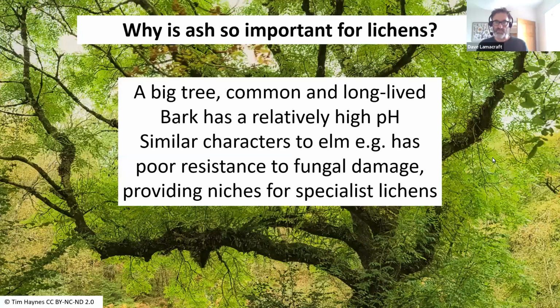So why is ash so important for lichens? Well, similar to the elm, really, it's a big tree, common and long-lived, so it's a significant tree across the British landscape. The bark has a relatively high pH, rarely as high as elm, and it can be quite acidic, but it's generally around sort of 5, 6. And it has similar characteristics in the bark and its kind of texture and its moisture retentive properties. And it also has this kind of poor resistance to fungal damage, so it provides niches for specialist species like the sap groove lichen and similar.